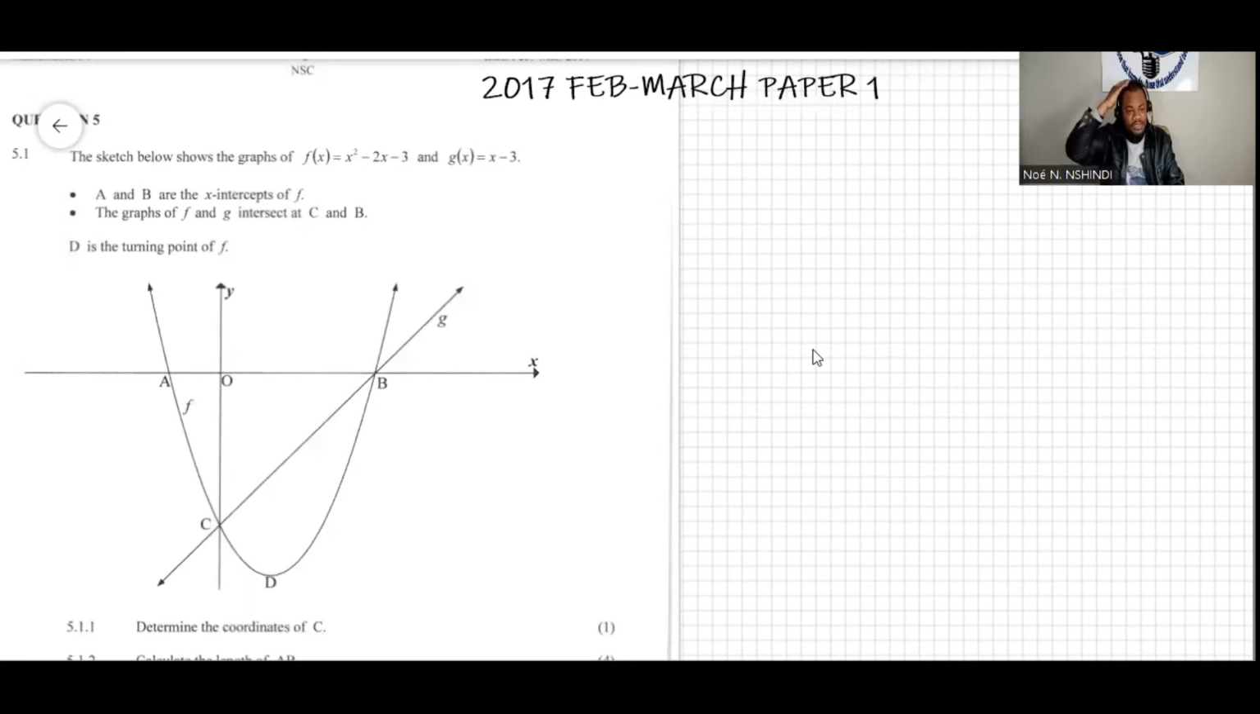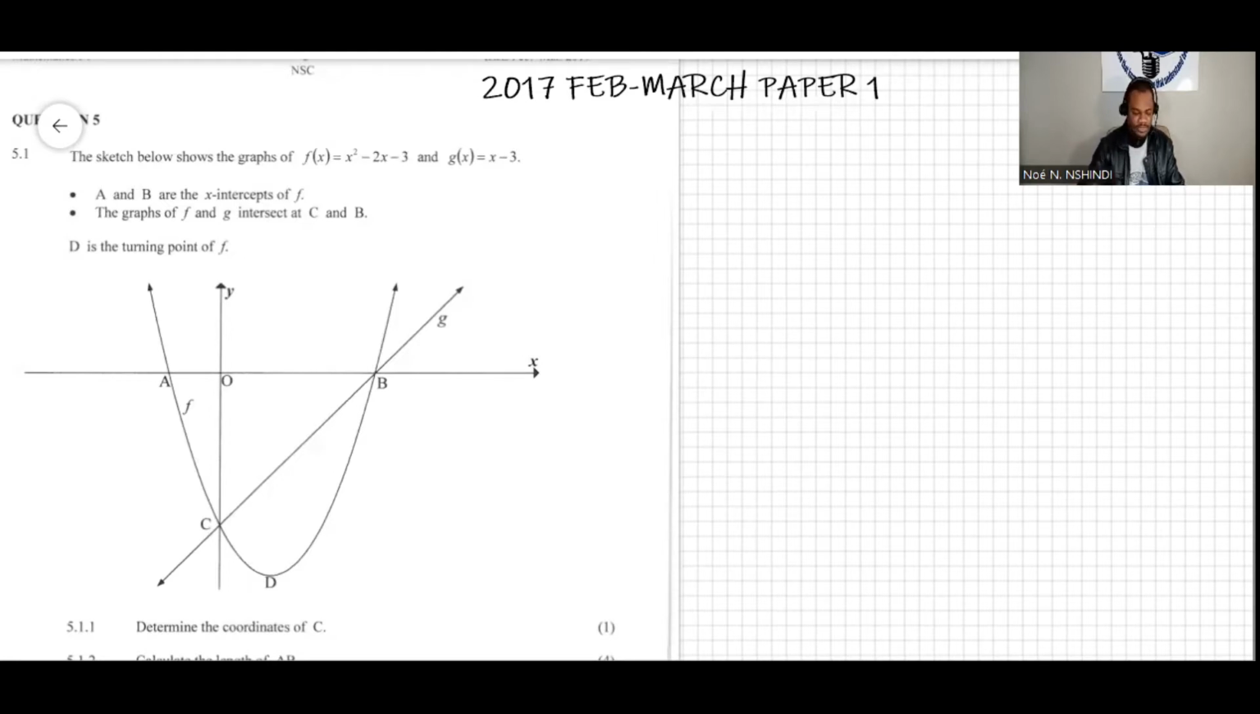We have a question here, question 5. The question says that the sketch below shows the graph of f and g. A and B are the x-intercepts of f, and the graphs of f and g intersect at C and B. Now, question 5.1.1 says determine the coordinate of C.